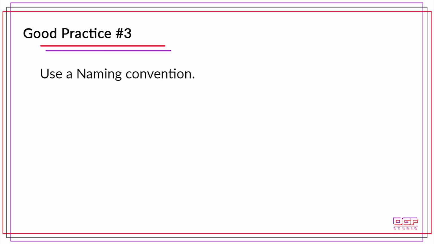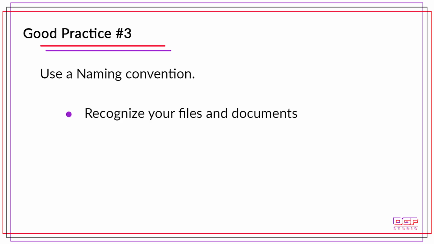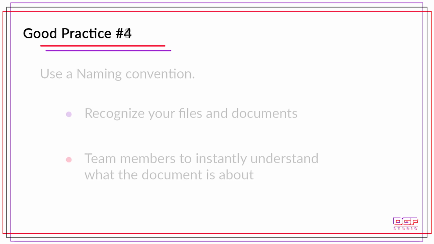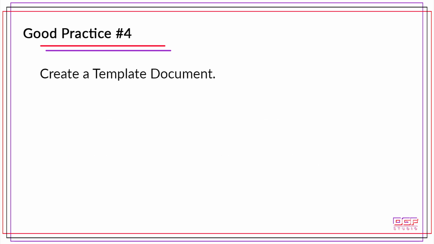Good practice number 3. Use a naming convention. If all docs have a similar name pattern, you can immediately recognize if a file belongs to your project or not. I usually add a tag to my projects that represents the name of the game, but if you're working on a single project, it's recommended to add discipline tags like ND for narrative design or GD for game design, anything you can come up with. Tags allow team members to instantly understand what the document is about and help them get ready for the content that comes ahead.